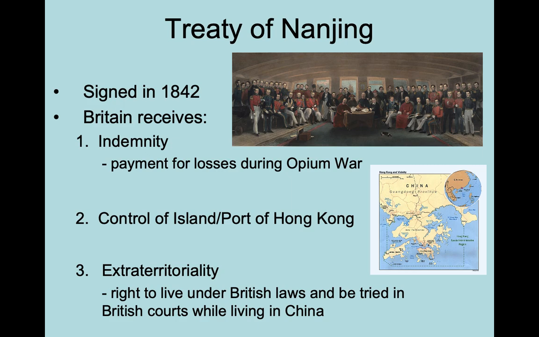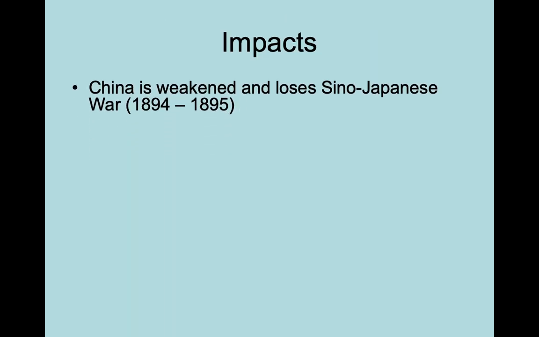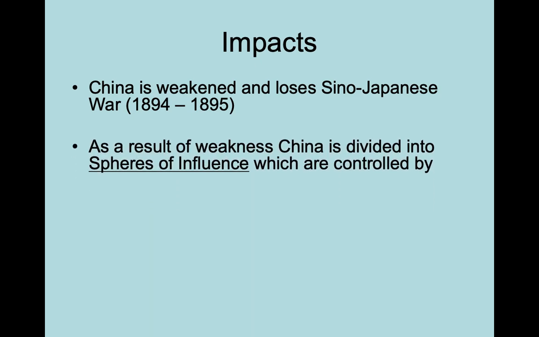This treaty was ultimately extremely unfair to the Chinese and did nothing more than to punish them and cause further unhappiness with the British. After the Treaty of Nanjing was signed, China slowly became weaker and weaker over the next 40 to 50 years. Eventually, China loses a series of wars, including the Sino-Japanese War in 1894 and 1895. And ultimately, China was carved up into a series of what are known as spheres of influence.